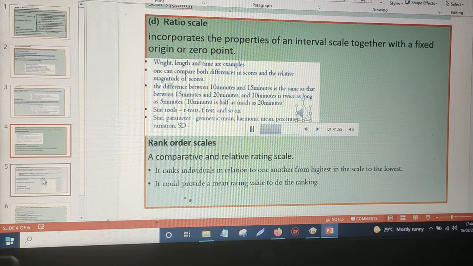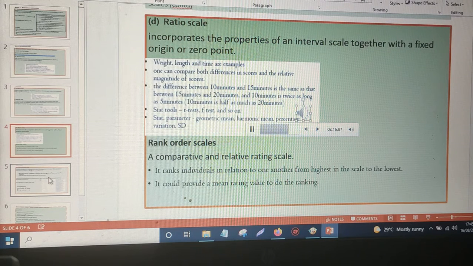The major tools that are used for ratio scale are t-test, f-test, and so on, because they are measured in scores, in real numbers. Then the statistical parameters that you can use include the mean, geometric mean, harmonic mean, percentages, variation, standard deviation. Then you can also use median. It depends. You can use median.